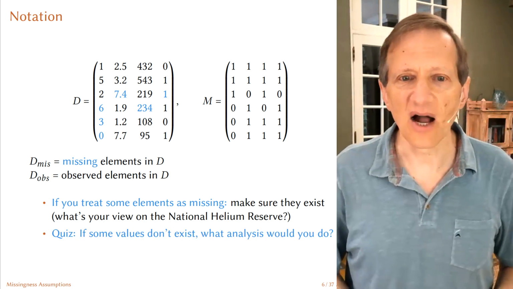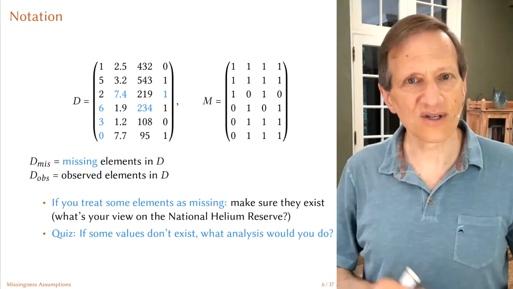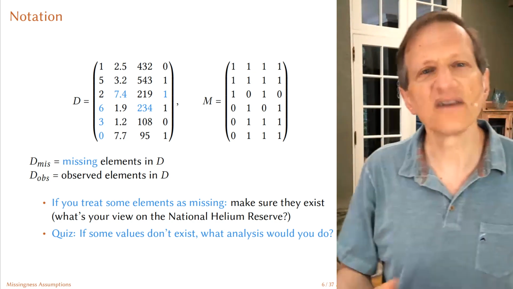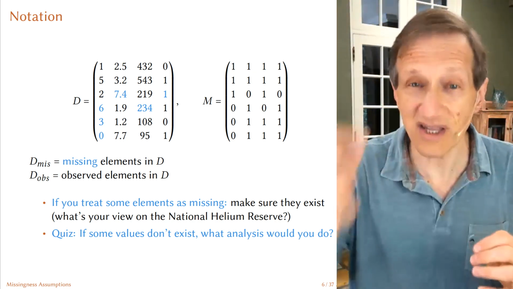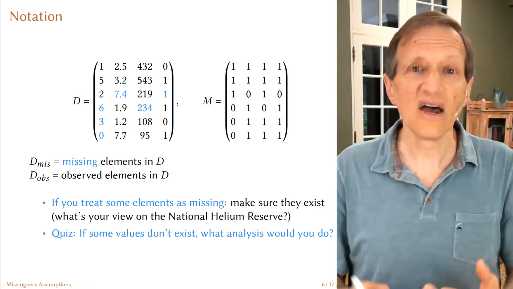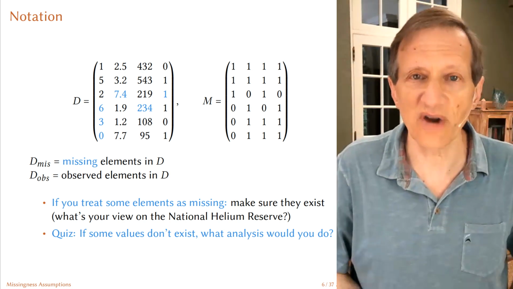Okay. So if some values don't exist, let's just think about this as an aside. Suppose they don't exist. What kind of analysis would you do, right? It's worth thinking about that, because you would not do this analysis. You would not impute the values. You would not fill in the values if you don't have a view about the questions we're asking you.